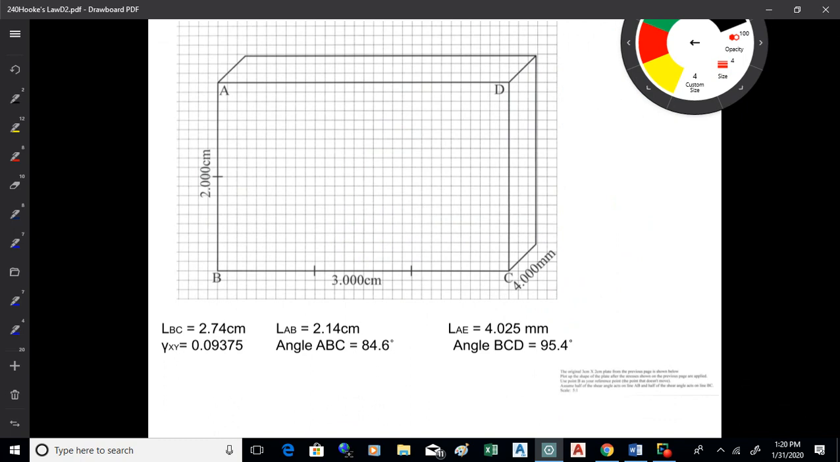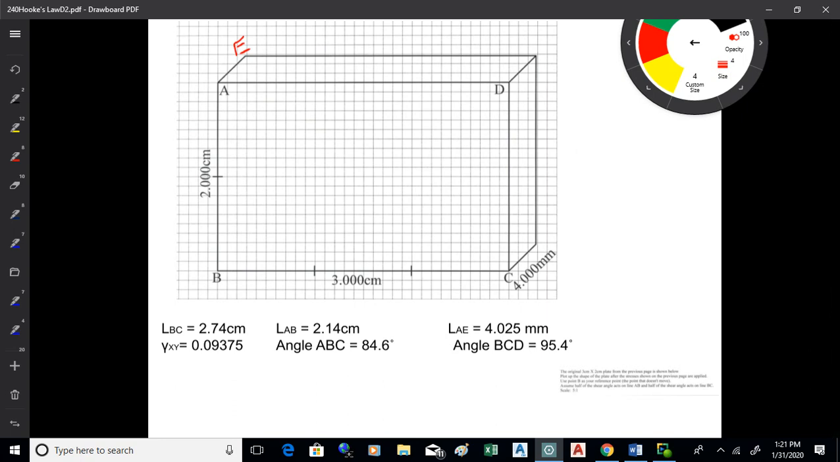So there's the original to-scale shape, 3 centimeters by 2 centimeters. Okay, and let's see what's going to happen. The new length for BC will be 2.74 centimeters. The new length for AB will be 2.14 centimeters. I just pulled those off of the previous page. I'm just on the next page, 433. The new length for AE, E's back behind here, that'll be 4.025 millimeters. Okay.